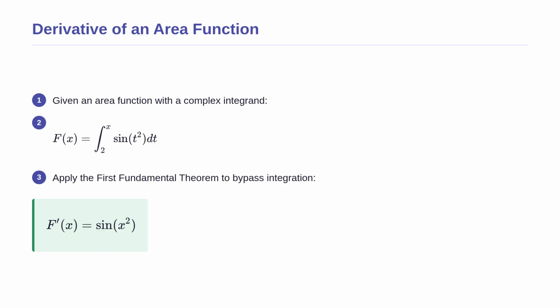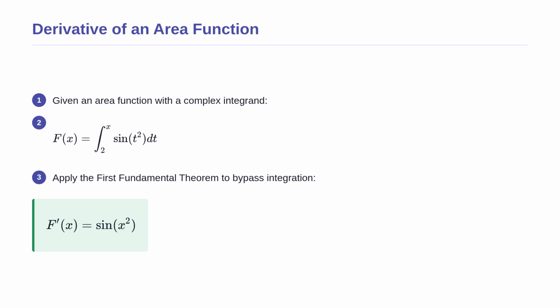Before we prove why this works, let us see this theorem in action with a concrete example. We are asked to find the derivative of an area function defined by the integral of sine of t squared. Integrating this manually is notoriously difficult, if not impossible for us right now. But why struggle? By applying the first fundamental theorem, we bypass the integration entirely.